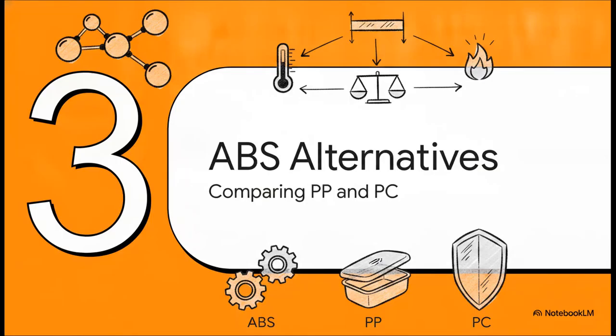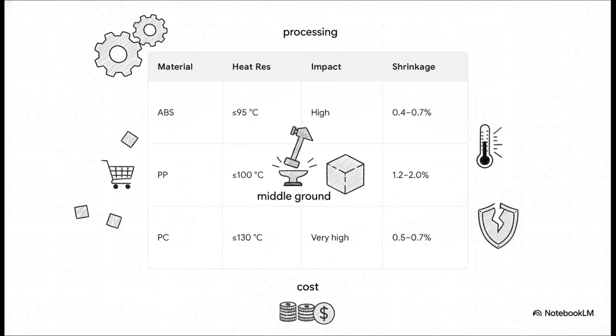Section 3. Comparing ABS alternatives. Benchmarking ABS against polypropylene and polycarbonate. This benchmark data beautifully positions ABS in the broader market. Look at polycarbonate, that's your high-tier option, right? It handles heat up to 130 degrees Celsius and has massive impact resistance, but it is expensive and much harder to process. Then you have polypropylene, which is your low-cost commodity option.